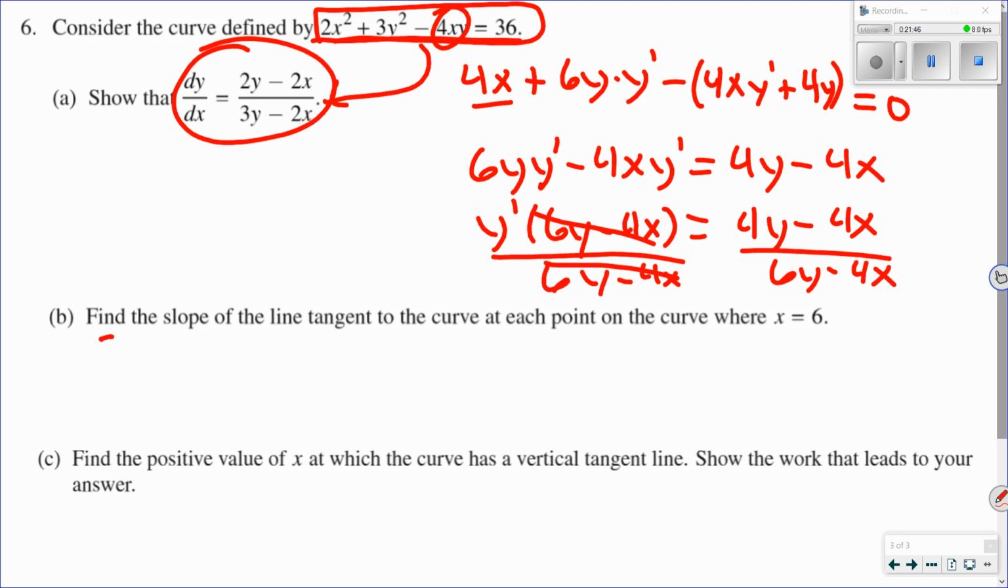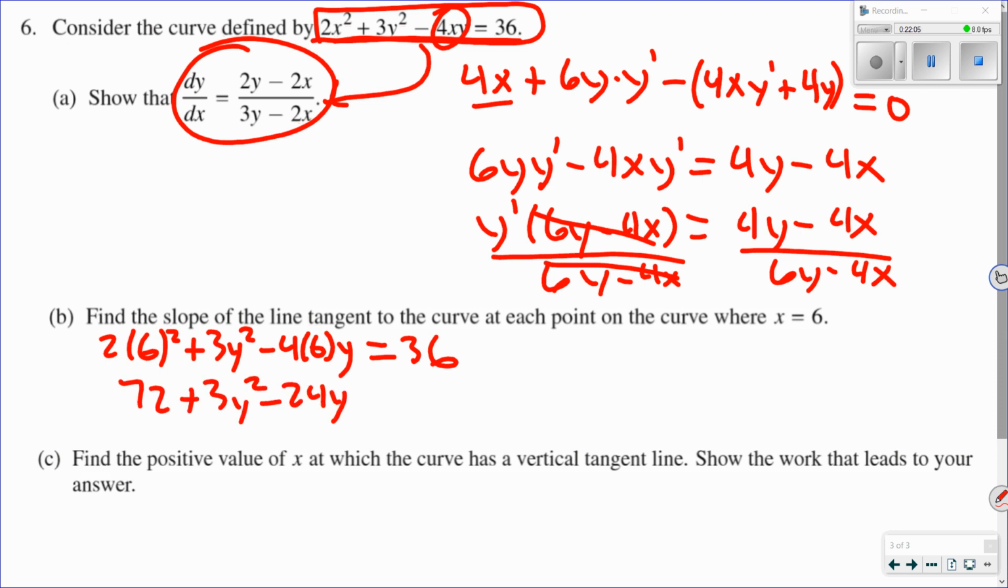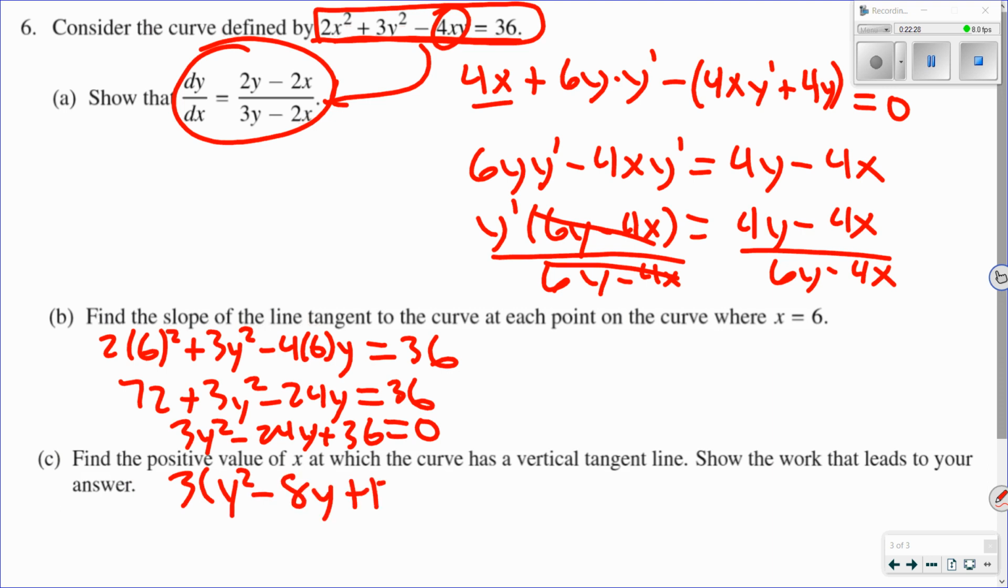I'm going to take 6 and plug it in there. So I get 2 times 6 squared plus 3y squared minus 4 times 6 times y equals 36. So this would be what, 72 plus 3y squared minus 24y equals 36. It's a quadratic, so I'm going to move everything to one side. I have 3y squared minus 24y. I'm going to have minus the 36 from the 72. Okay, I've got to solve that, so I'm going to factor out a 3. So I'd end up with y squared minus 8y plus 12. Okay, factor that. That would be y minus 2, y minus 6. So I end up with two y values, 2 and 6.